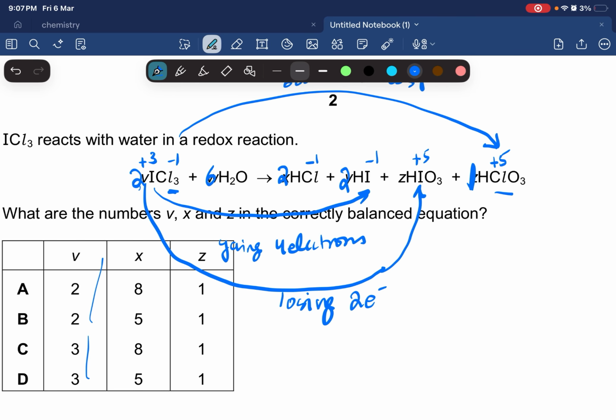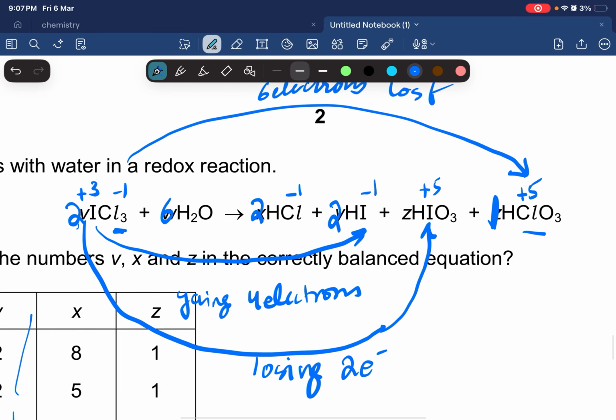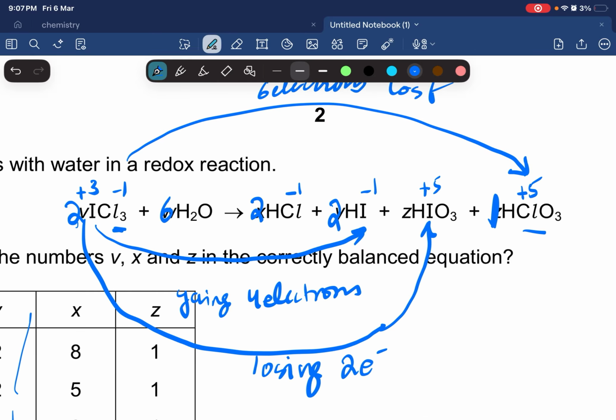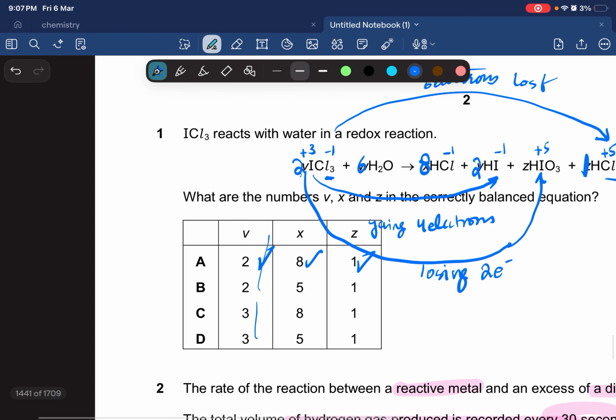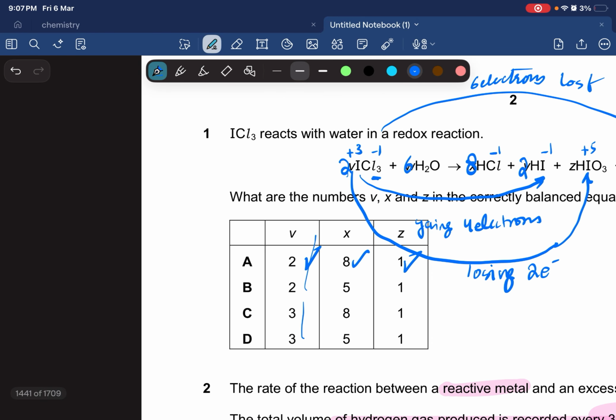Now I just need to balance my X. X can either be 8 or 5. If I put an 8 here, it's not going to matter at all. Look, if I put an 8 here, 8, 9, 10, I need 12. 9, 10, 11, 12. Done. I'm done with it. 8 over here and 2 over here. Is it option number A? No, it's option number C.